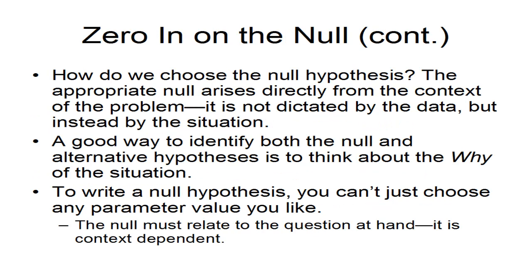How do we choose the null hypothesis? The appropriate null arises directly from the context of the problem. It is not dictated by the data, but instead by the situation. A good way to identify both the null and the alternative hypothesis is to think about the why of the situation. To write a null hypothesis, you can't just choose any parameter value you like. The null must relate to the question at hand. It is context dependent.